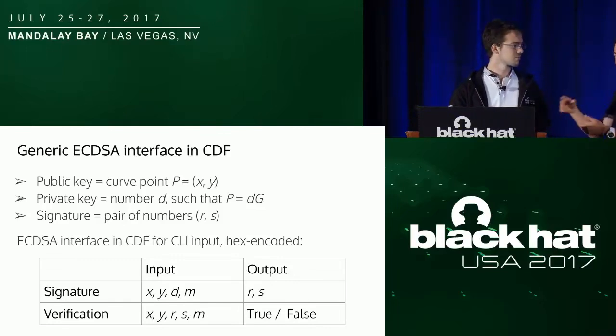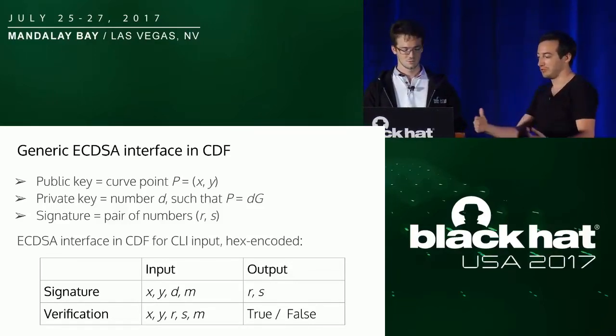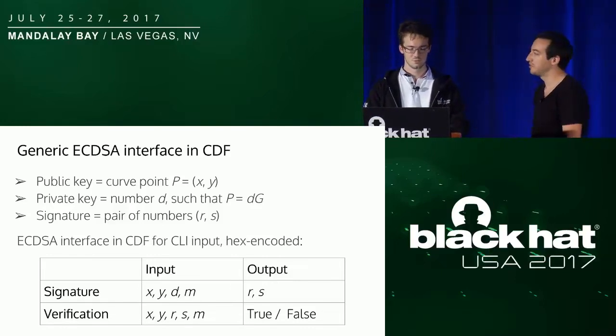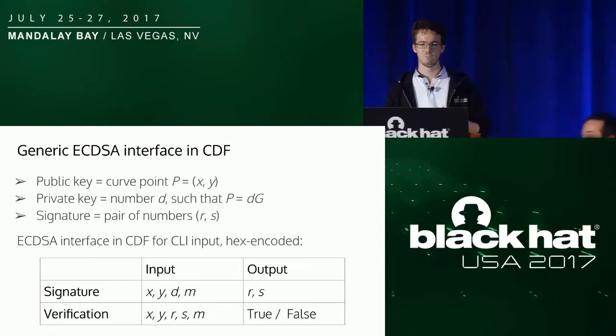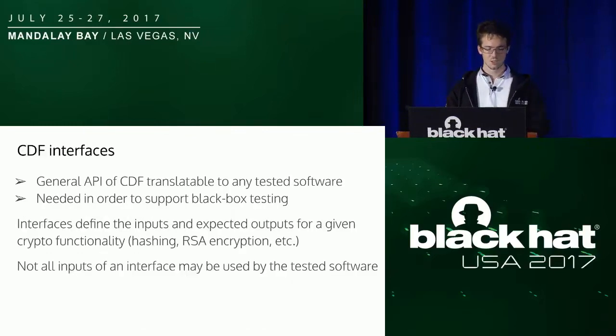And here you might ask a question, why do we need a public key for signing? Because in some implementations, they need not only the private key, but they need more stuff than what they actually need. So we need to be as flexible as possible to support as many implementations as possible. Yeah, exactly. So sometimes to get a private key, you need the public key in the private key. It depends on the API. So yeah, the CDF interfaces are really generic APIs in command line.